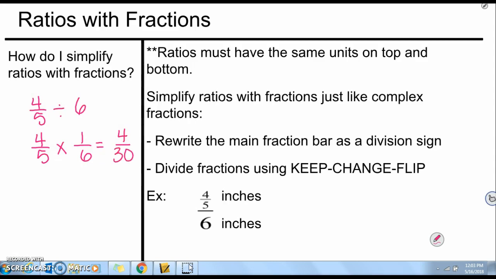We can simplify this fraction because we know 4 and 30 share a common factor. So we're going to divide both of these by 2. 4 divided by 2 is 2. 30 divided by 2 is 15. So that is 2/15.